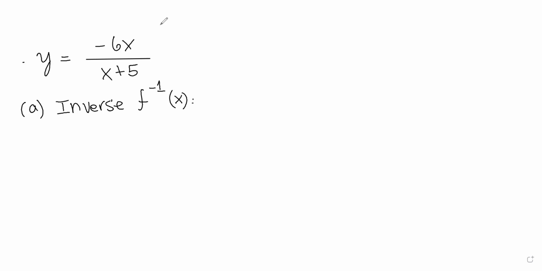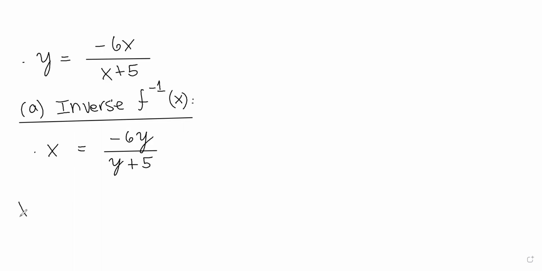Now that does not mean that we raise our equation to the negative 1 power, but we're going to find the opposite function. So what's the process in doing so? First, interchange your x and your y. X equals negative 6y over y plus 5. Next, multiply both sides by the denominator.